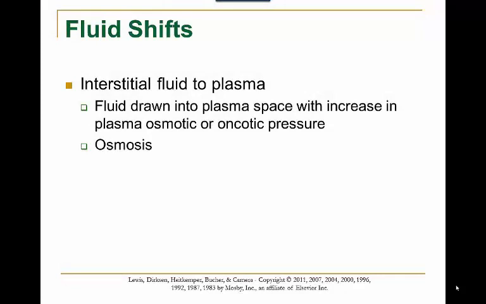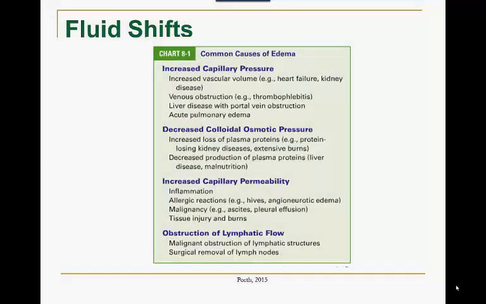Now the other thing that can happen is that the interstitial fluid moves into the plasma. And what happens here is that the fluid is drawn into the plasma space because you have an increase in the plasma osmotic or oncotic pressure. And sometimes this is simply based on osmosis. And this is a really good example of albumin. And an example of osmosis is we put someone with compression stockings on. And one of the things it does is it literally manually pushes the fluid in where it should be, out of that edema space, that second space, and back into the intravascular space.